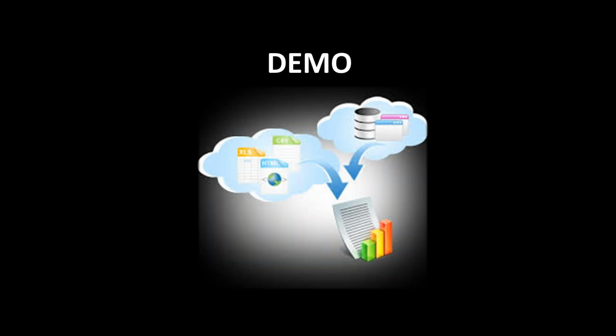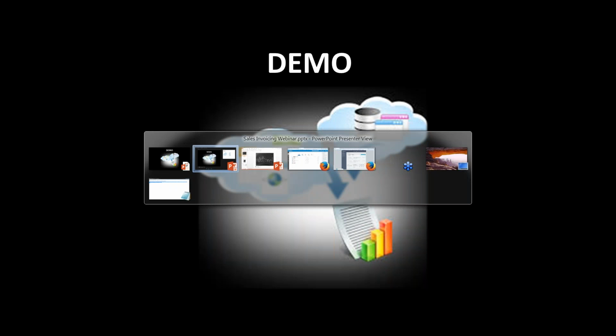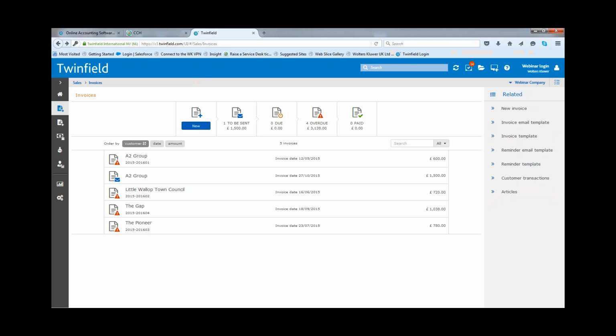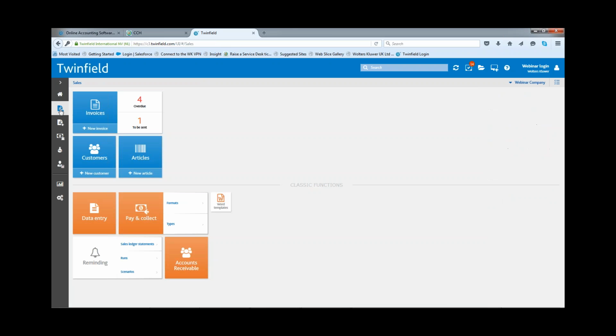Okay, so we're going to go straight into the Twinfield new look and feel. Now that I've logged into Twinfield, right at the top, I've just clicked on my side menu and I've hovered down to the sales area. So the first thing we want to do is to look at how we go about creating an invoice.